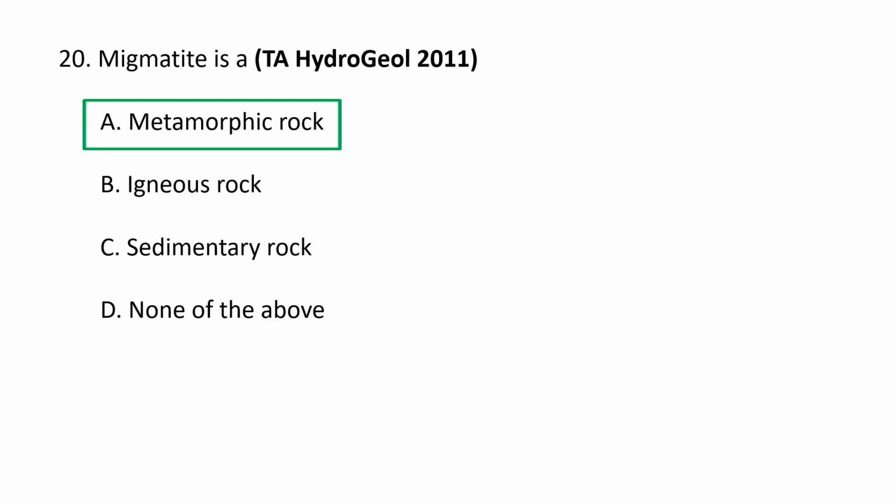Migmatite is a sign that the rock was heated enough to partially melt, and it is found in medium and high-grade metamorphic environments. Migmatites are often found below deformed metamorphic rocks that form the base of the eroded mountain chains. Migmatite is a metamorphic rock. A is the correct option.